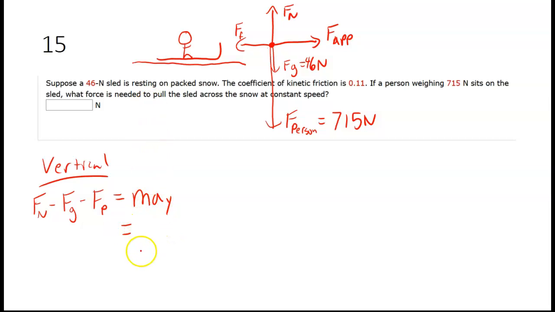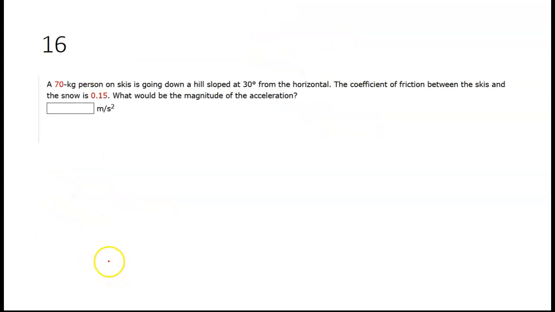Since I know that my vertical acceleration is 0, I know that the force of gravity on the sled is 46 newtons, and the force of that person is 715. I can pretty quickly determine that the normal force that's acting on that sled is just the combination, which is 761 newtons.